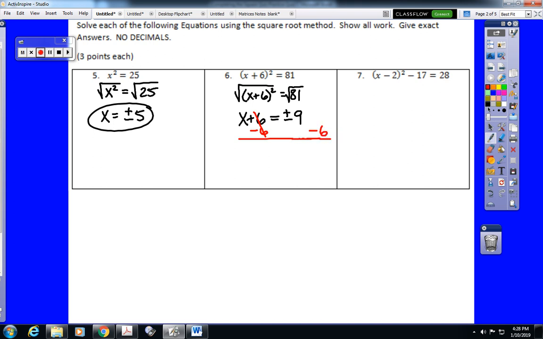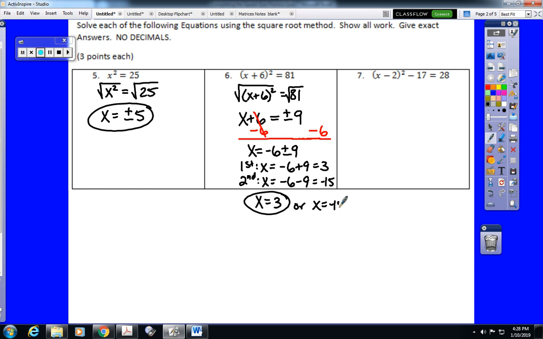That's not the case. Instead, what you get is x equals negative 6 plus or minus 9. Since negative 6 and 9 are like terms, we actually have to break that up. So our first answer would be negative 6 plus 9, or 3. And our second answer would be negative 6 minus 9, or negative 15. So my answers are x equals 3 and x equals negative 15.